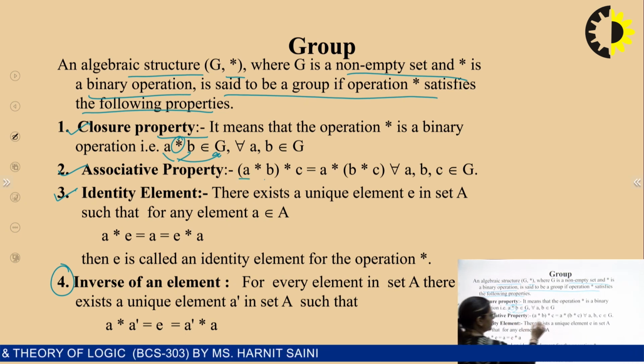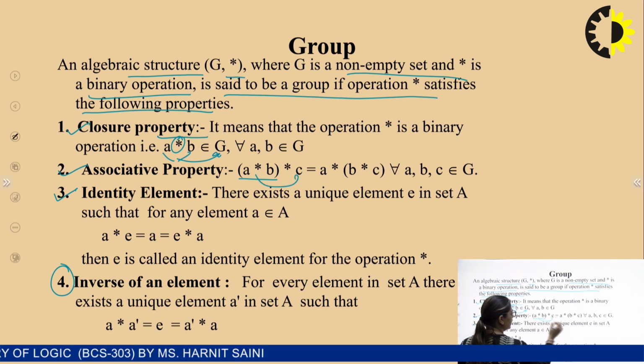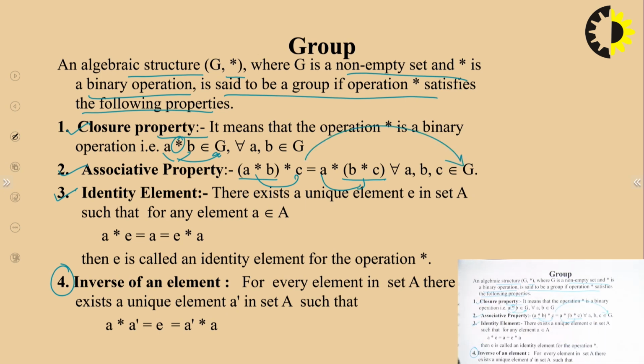Associative: the first two elements are operated and then with C, or the second two elements are operated and then applied with A, both will give the same answer and it will belong to G. Identity element says that it is that element which, if operated with a group element, will give the element itself, right? And that element will be the identity element and it will belong to A.